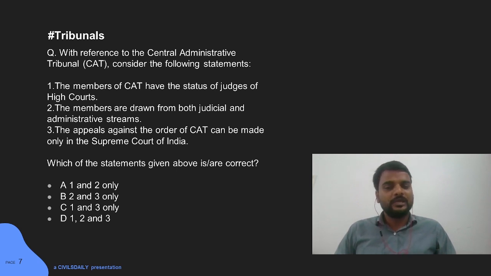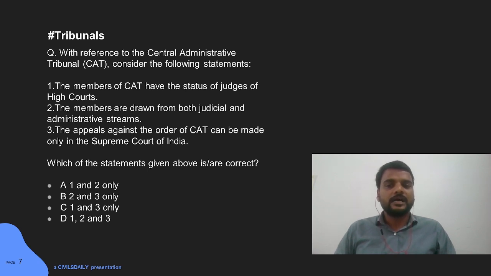So if you eliminate option 3, then you can reach the option directly, that is A, 1 and 2. But let's go by the fact or our understanding. First, members of CAT have the status of judge of High Court. That is true. Members are drawn from both judicial and administrative stream.